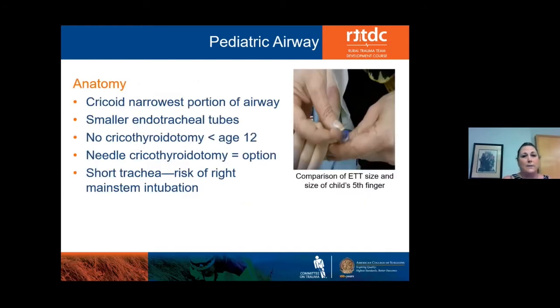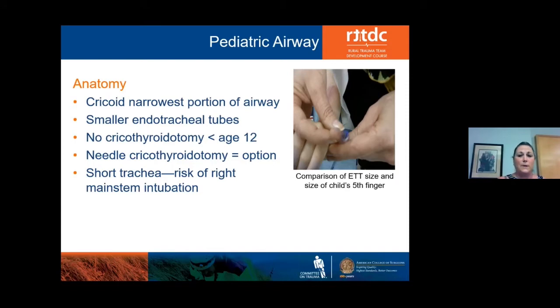When we're talking about anatomy for the airway, the cricoid is the narrowest portion of the airway. You use smaller endotracheal tubes, which is all based on that Broselow tape. In the age under 12, we don't do a surgical cricothyroidotomy, because of the risk of injury for that patient, in addition to the anatomy that the pediatric patient has. What is an option is a needle cricothyroidotomy if you need to do that for the pediatric patient. As I mentioned before, they do have a short trachea, so they have the risk of right mainstem intubation. So you have to be aware of the patient's anatomy when you're going to intubate.